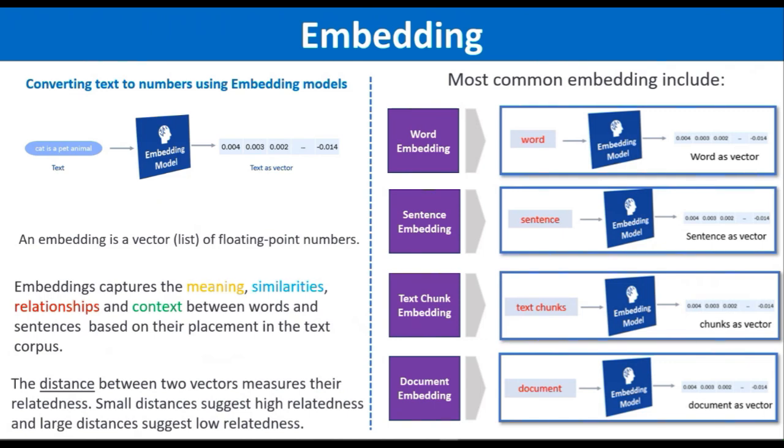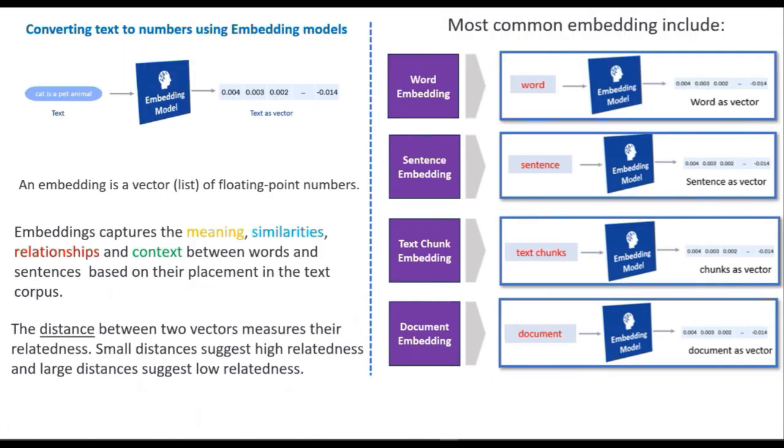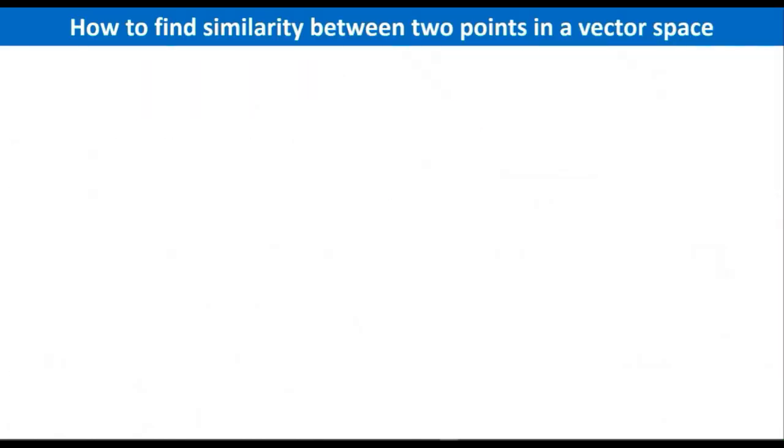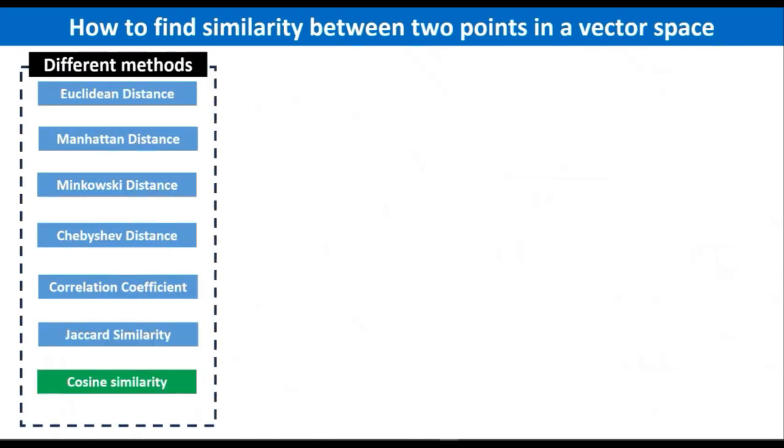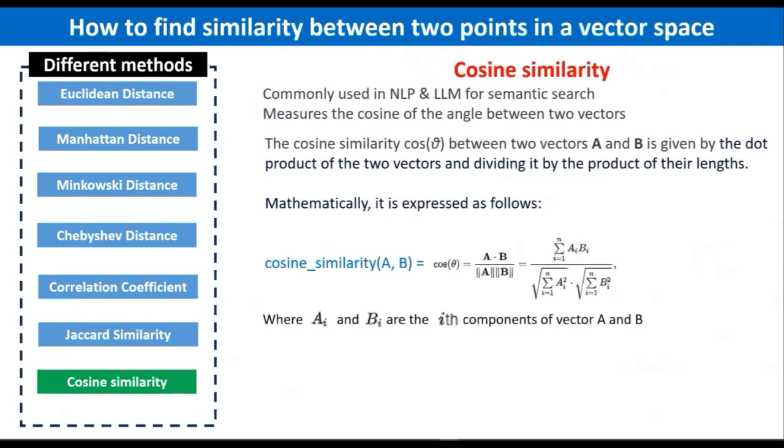All right. So as I said, once you have this conversion done, that means once your text is converted into the dense numerical representation, which is also called the vector representation, then you need to find a way to find the relationships between the words, the sentences, and the documents out of those numerical representations. So how do we do that? There are different methods, like Euclidean distance and Manhattan distance. There is also cosine similarity. Cosine similarity is the one which is used in natural language processing and LLMs for semantic search.